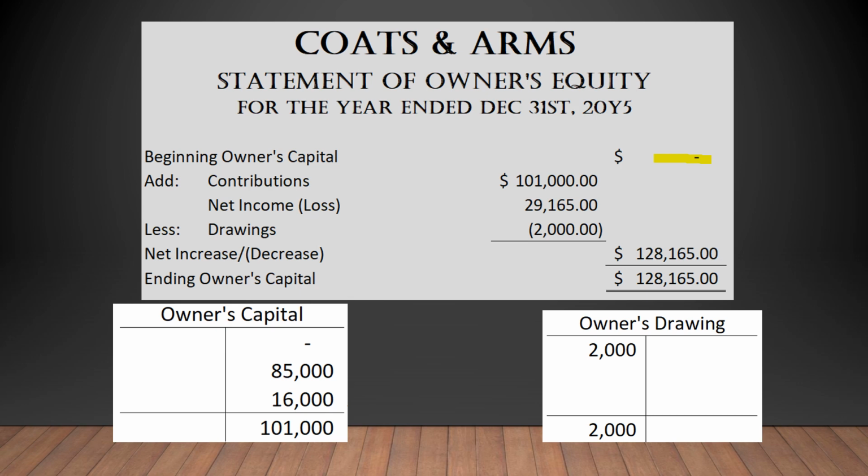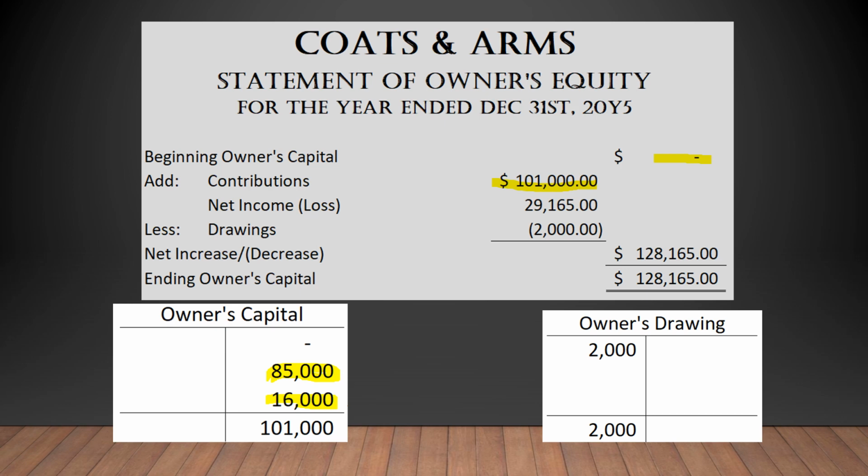We made 2 journal entries for Thaddeus's contributions, the $85,000 of cash and the $16,000 for his automobile. The sum of these 2 amounts go on our contributions line for our additions.